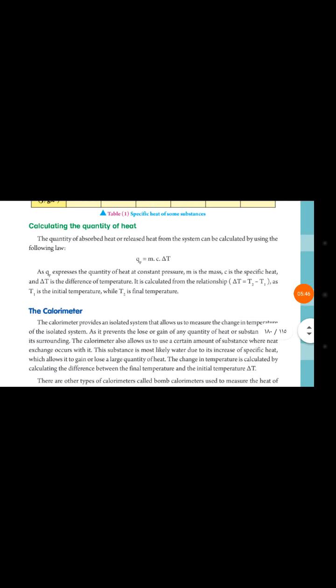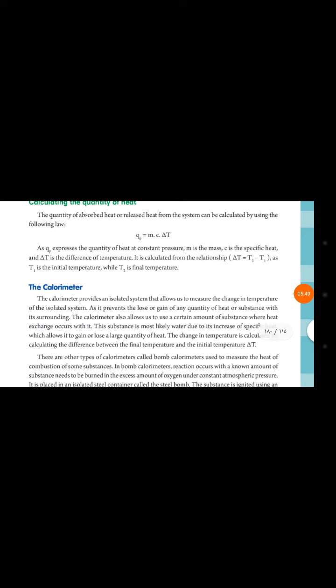As Qp represents the quantity of heat at constant pressure, m is the mass, and c is the specific heat of the substance. ΔT is the difference in temperature. It is calculated from the relation ΔT = T2 − T1, as T1 is the initial temperature, while T2 is the final temperature. After that, we will identify, my dear students, the calorimeter.